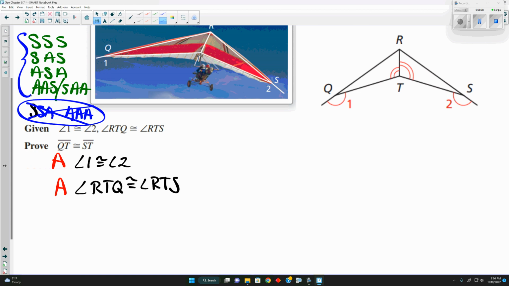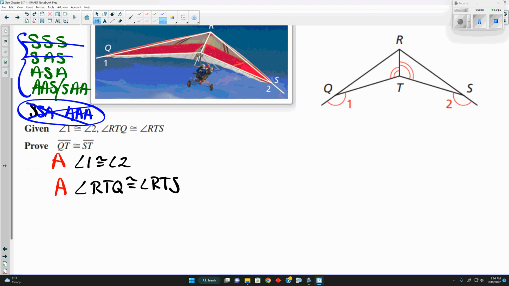Can we use side, side, side for this here? Have we been given any side lengths? No, so we can't use this for this one here. How about side, angle, side? No, because we're given two angles. So we're either looking at angle, side, angle, or angle, angle, side, because we do have two angles.